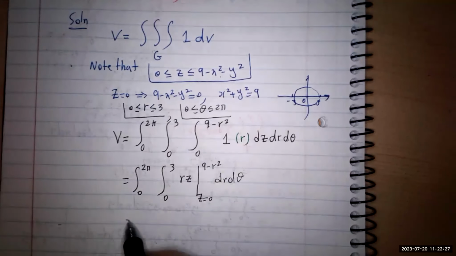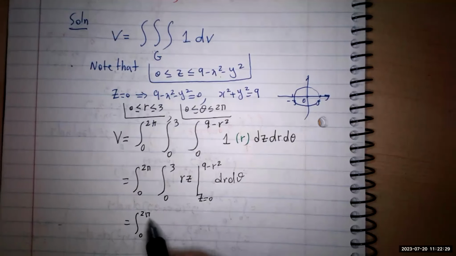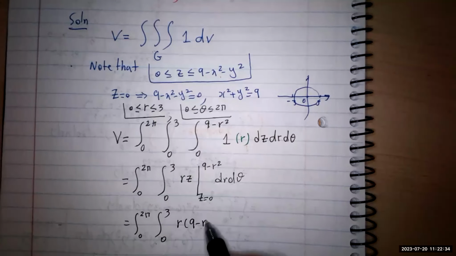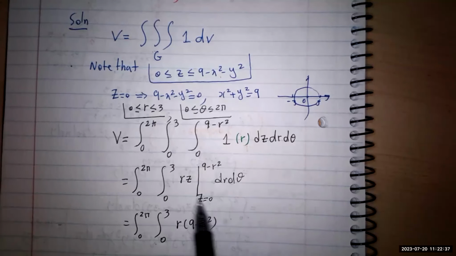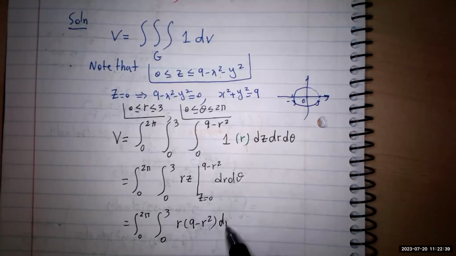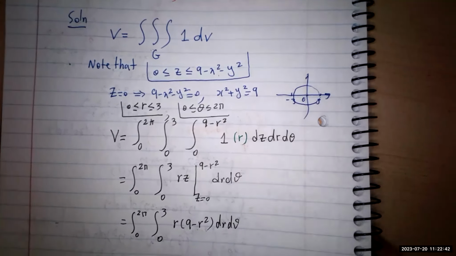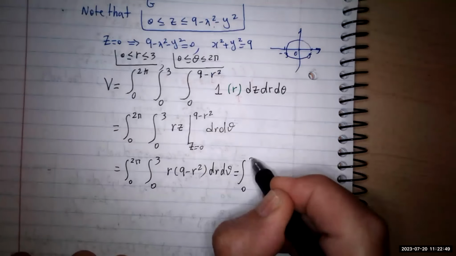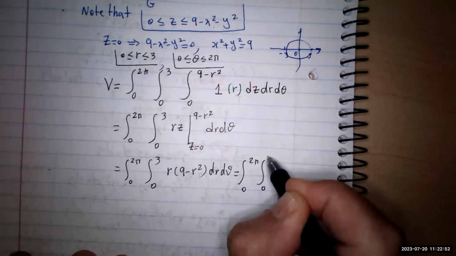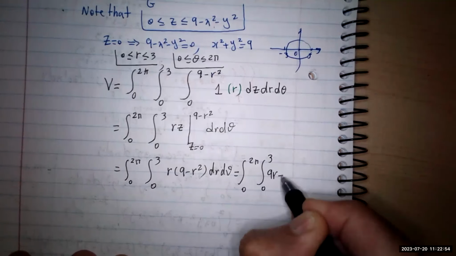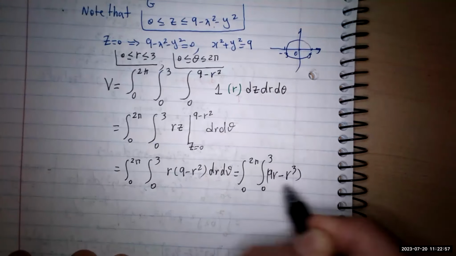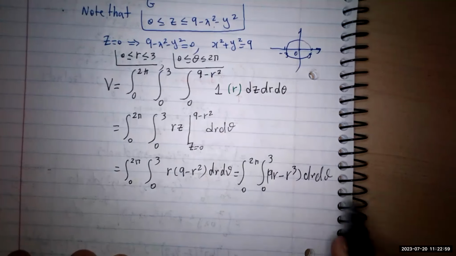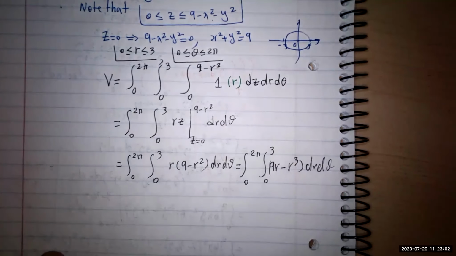Substitute. So that gives the integral from 0 to 2 pi, 0 to 3, r times z, r times 9 minus r squared. And the leftover is going to be 0. Then we're done, it's a dr d theta. So we multiply it and then integrate it. We multiply it, it's going to be 0 to 2 pi, and 0 to 3, 9r minus r cubed, then dr d theta.